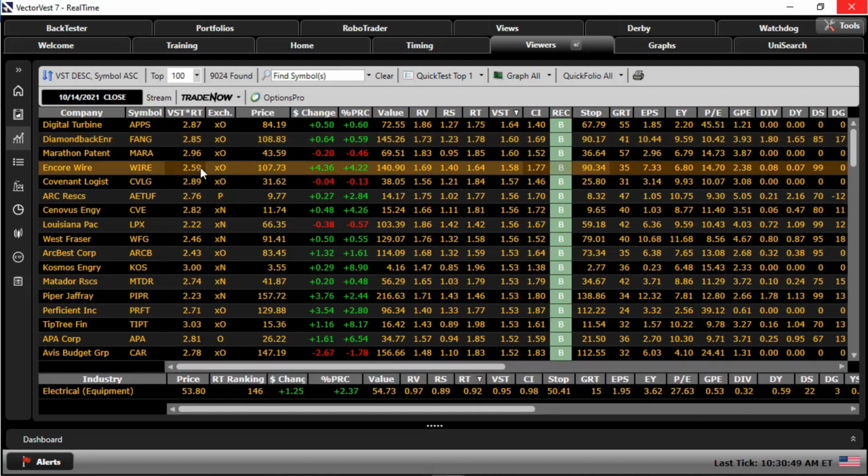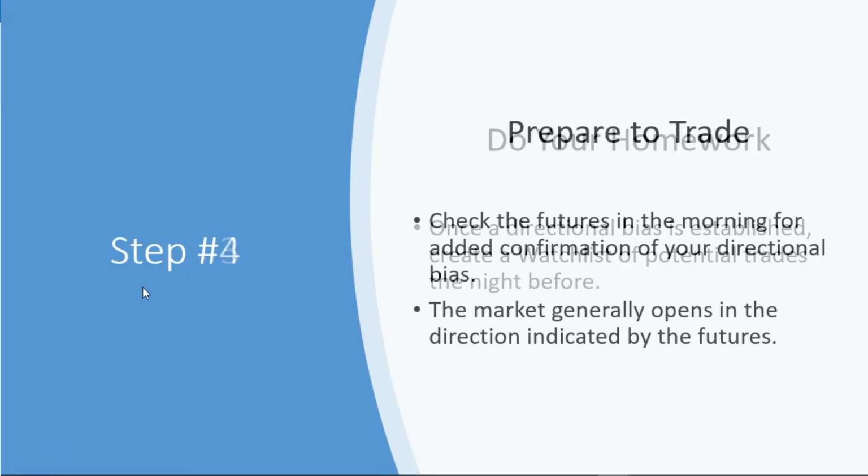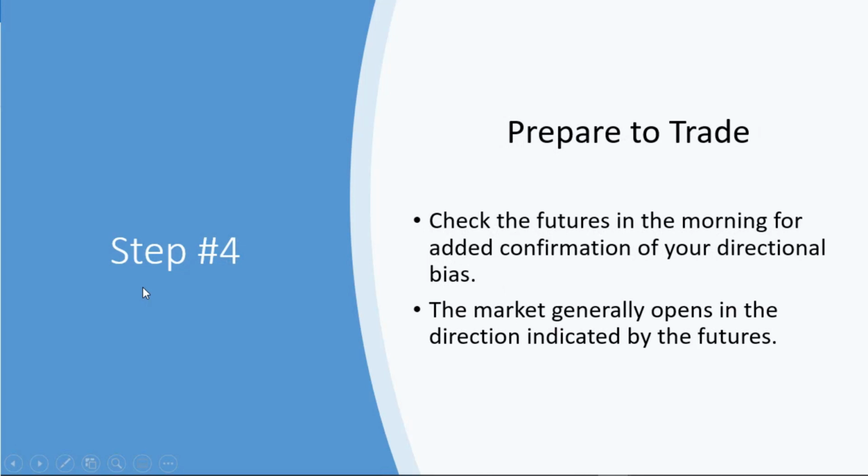Wire I like as well. It's undervalued. It's got really good fundamentals. RV and RS are both well above 1. It's in an uptrend, 1.64. It's got a good VST of 1.58, and it also has a very nice 1.77 comfort index rating. So what you want to do is put those two stocks in a watch list that night and prepare to trade the following day.